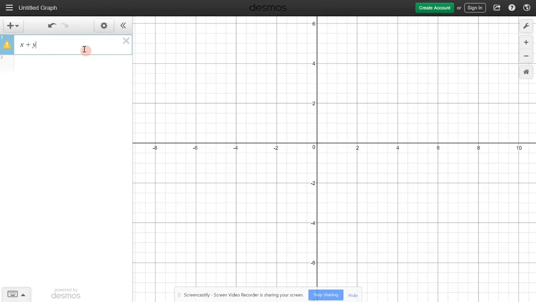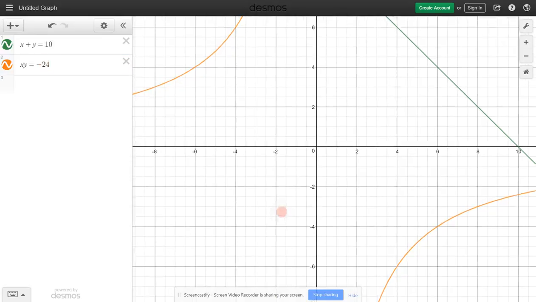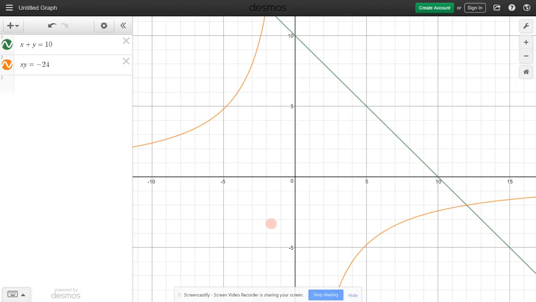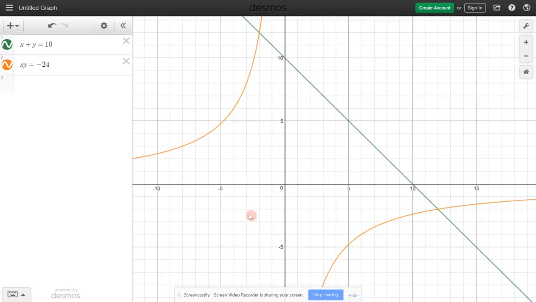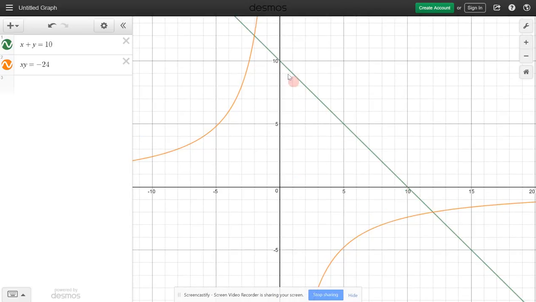x plus y equals 10. Here's my first line. And then we have x times y equals negative 24. Okay, so it turns out we don't have another line there. We actually have a different shape. But we can see where both graphs cross each other.